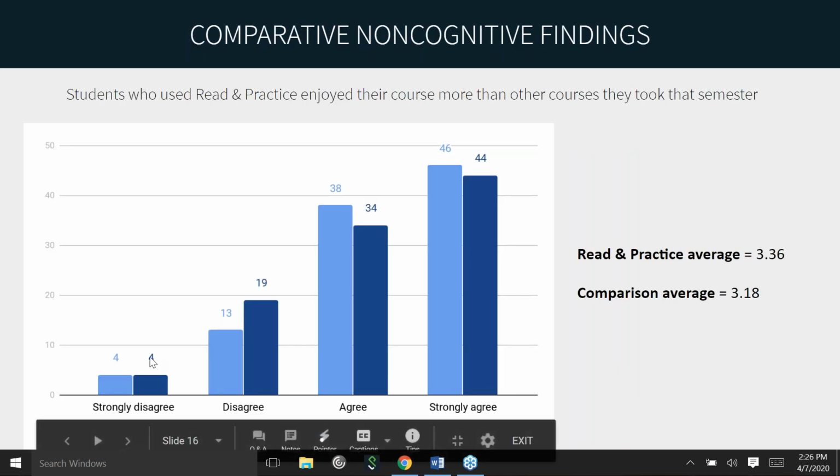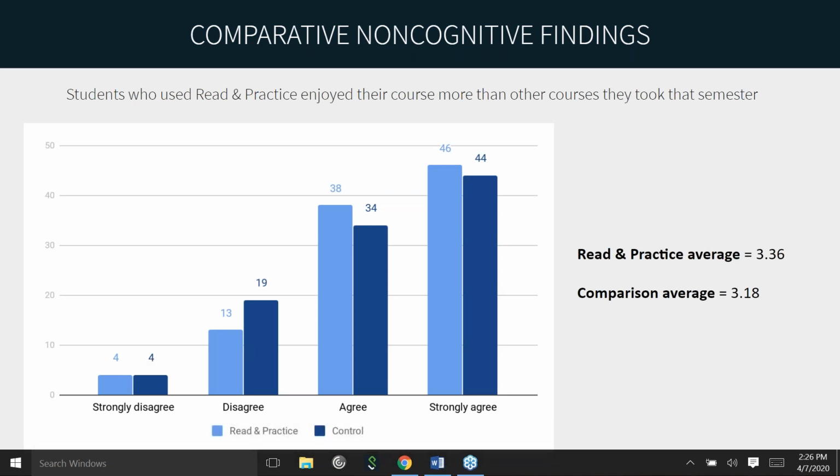What we found in the study is that students who used Read and Practice tended to enjoy their course more than other courses they took that semester. We asked students to either strongly disagree, agree, or strongly agree. You can see here that the light blue is Read and Practice, and in all of the cases where Read and Practice was used, students had higher perceptions of the courses.